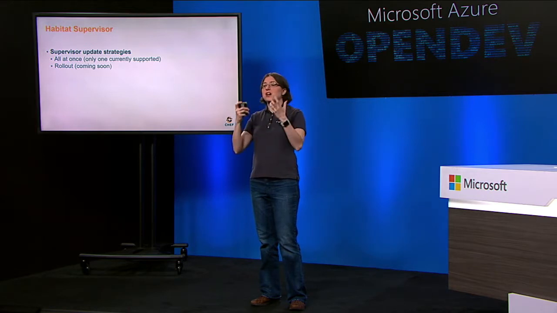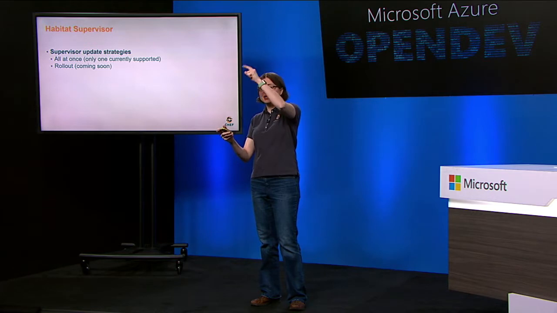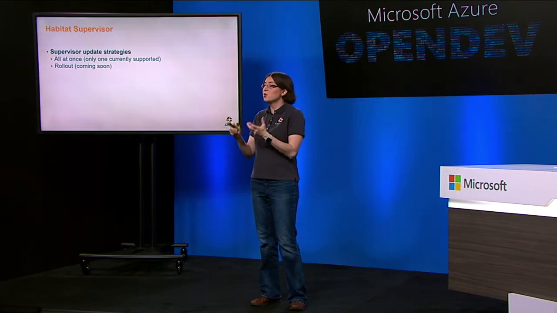However, we will soon add one called rollout. This means that a supervisor ring, say it has 4 supervisors, one will update, then the next one will update, and the next one, and so on. So only one supervisor will be updating at any given time. So that's the supervisor, which is used to supervise and manage applications packaged with Habitat.